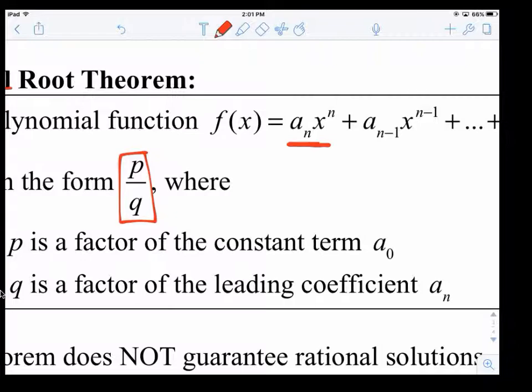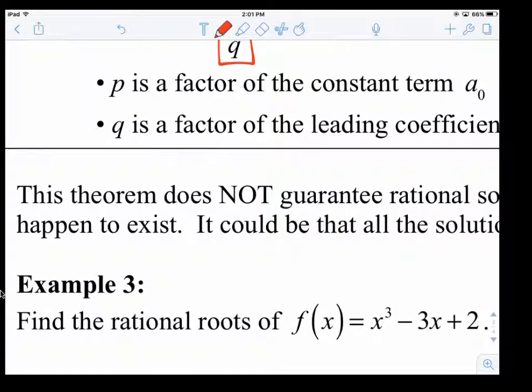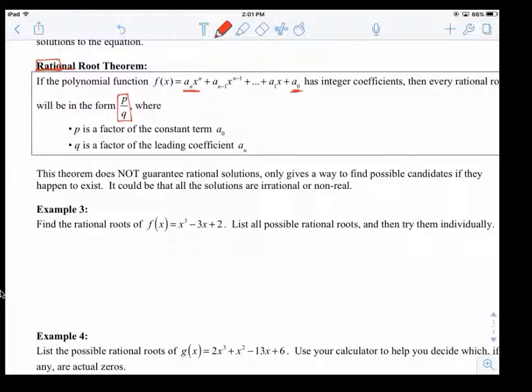All right? So what we're going to do is list out the factors for those two numbers and try to come up with possible factors to test. This theorem does not guarantee your answer, but it gives you possible answers that you can check. So it helps you narrow it down.